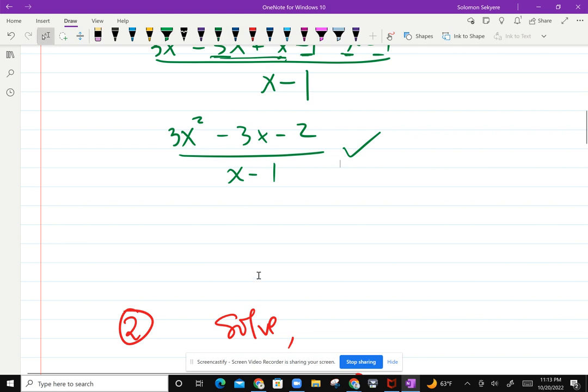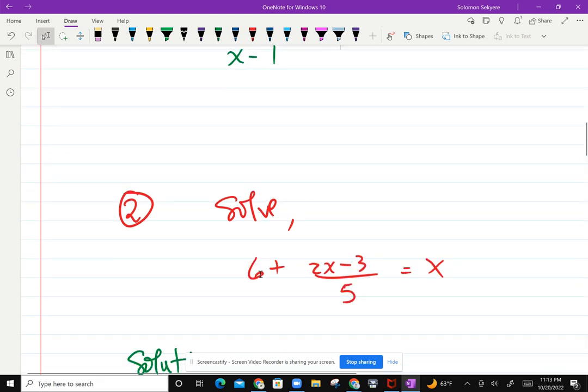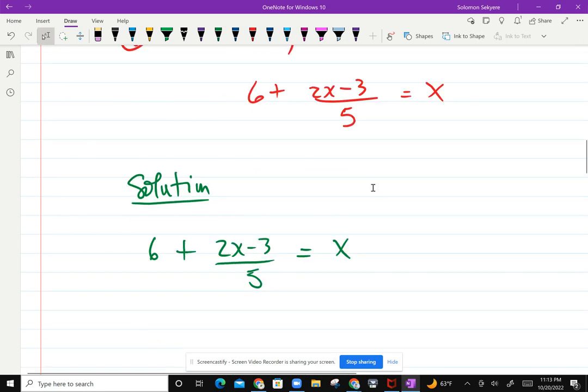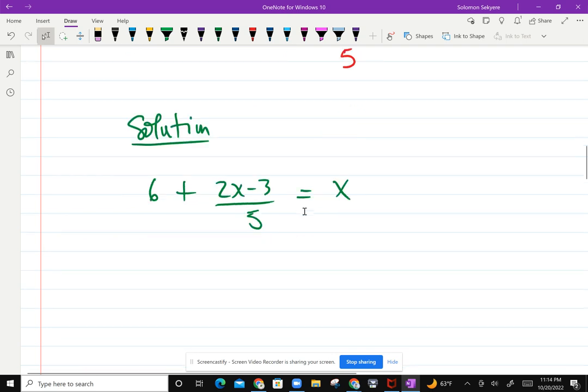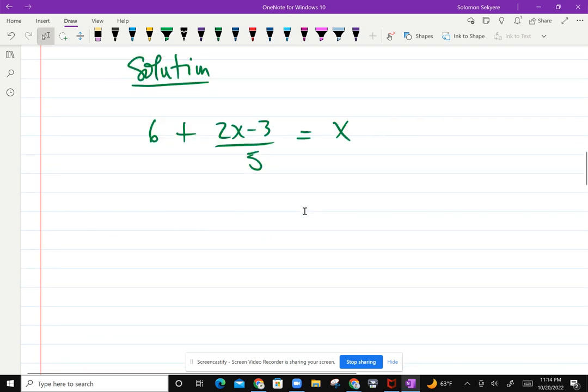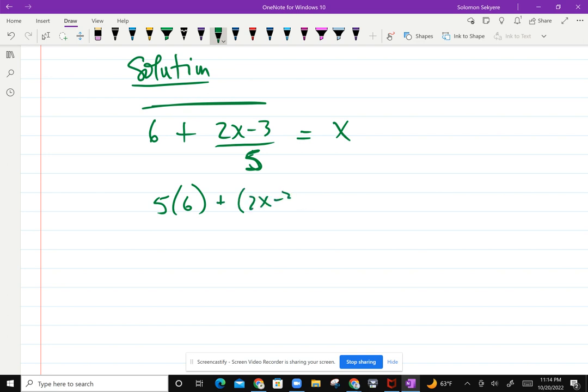Cool. All right. Let's go to the next one. Now we have a question here that says solve this. So you have a one variable equation with a fraction in it, which makes students uncomfortable. There are several ways of going about it, so let's start by combining the left side here. Let's make it one fraction, just like we did. We take the denominator and multiply it by 6 and then we add the 2x minus 3 using parentheses, all over 5.